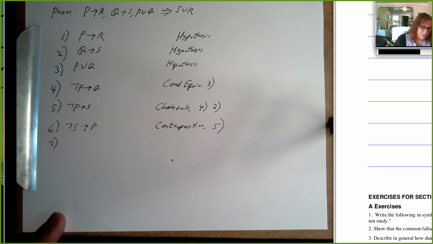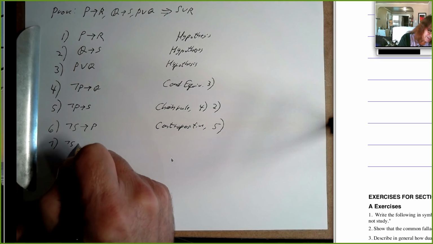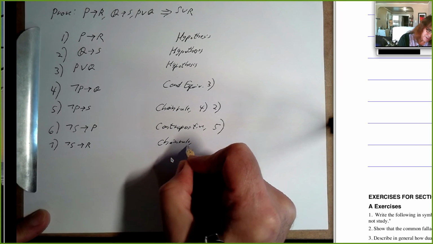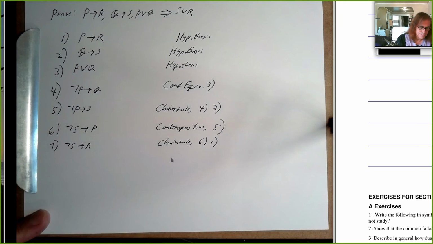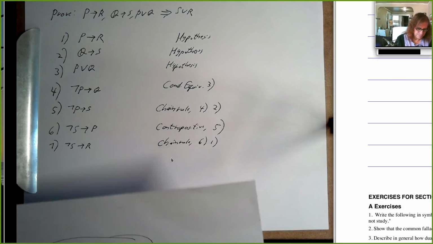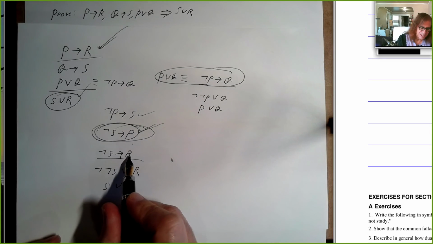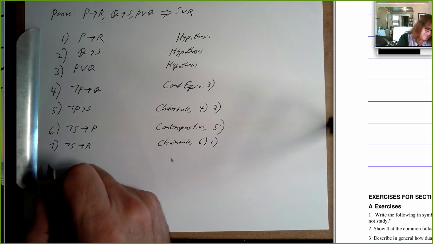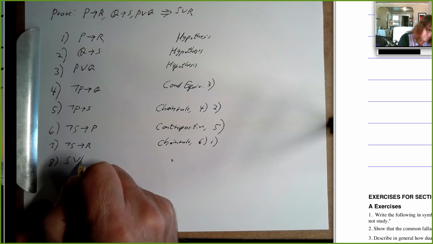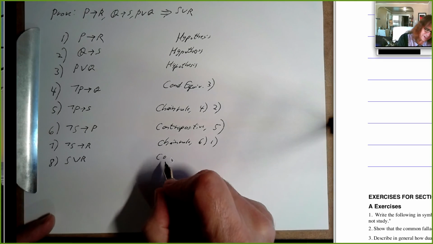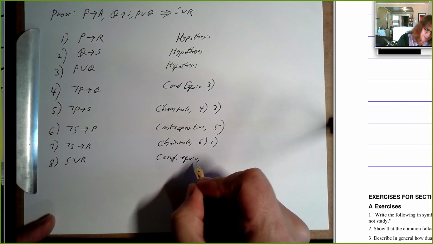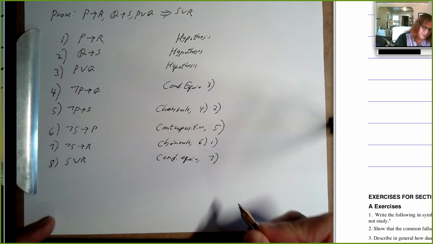And then we have another chain rule. We could put this together with statement 1, and we could get if not S, then R. That's the chain rule, 6 and 1. And then not S implies R. Conditional equivalence tells us that's the same as S or R. So I can write down S or R as now being known to be true. And that's conditional equivalence applied to statement 7.